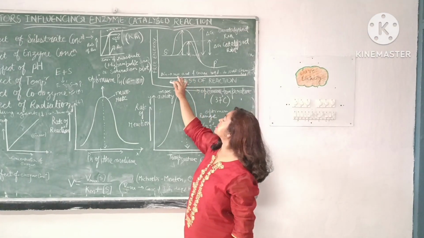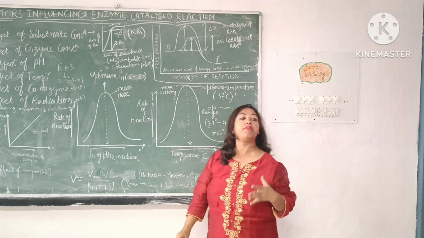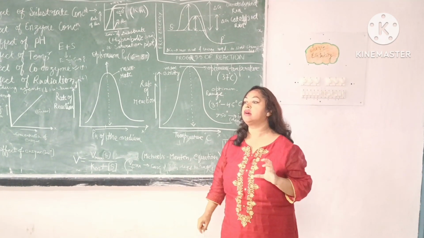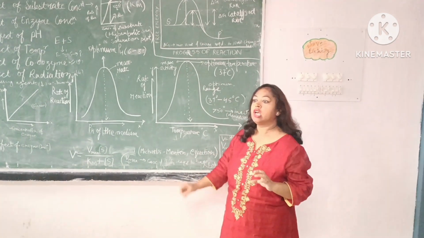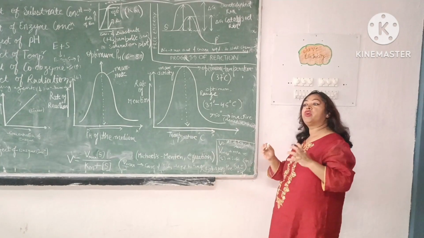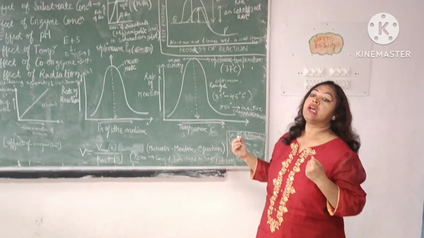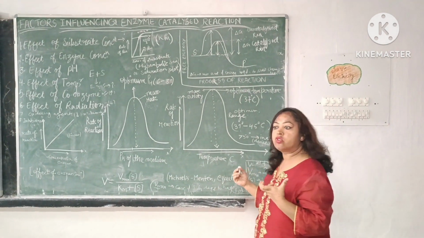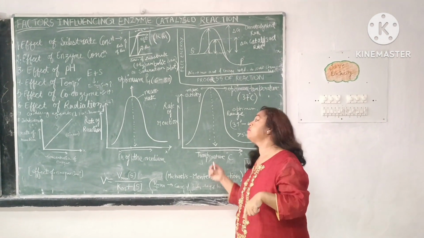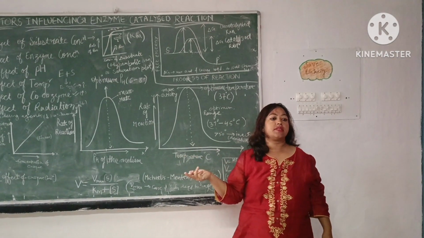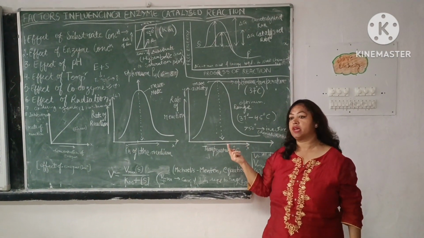And what is this activation energy? It is the minimum amount of energy which is required to start a chemical reaction. So if we want a reaction to occur very fast, there should be the presence of enzymes, because enzymes will lower the activation energy and they will speed up the reaction.